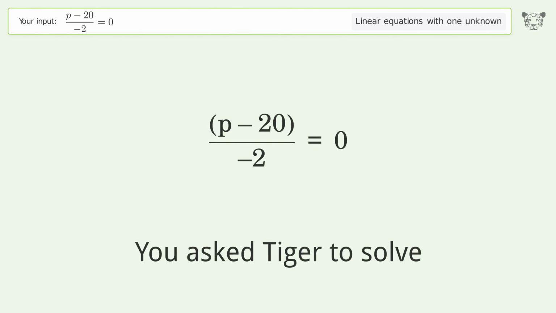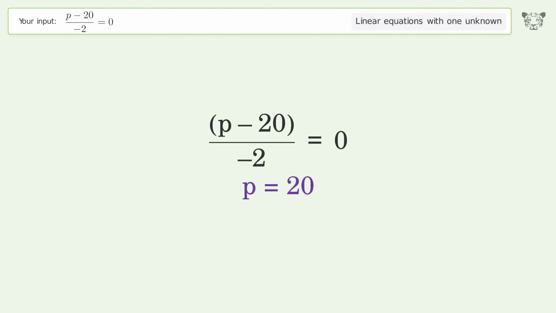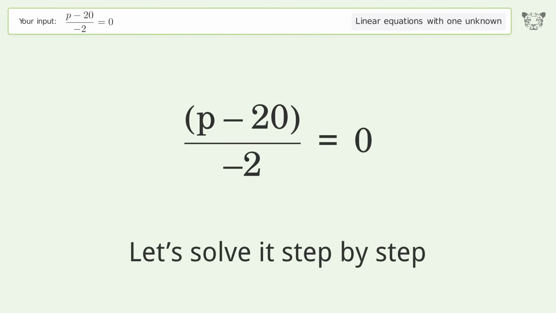You ask Tiger to solve. This deals with linear equations with one unknown. The final result is p equals 20. Let's solve it step by step.